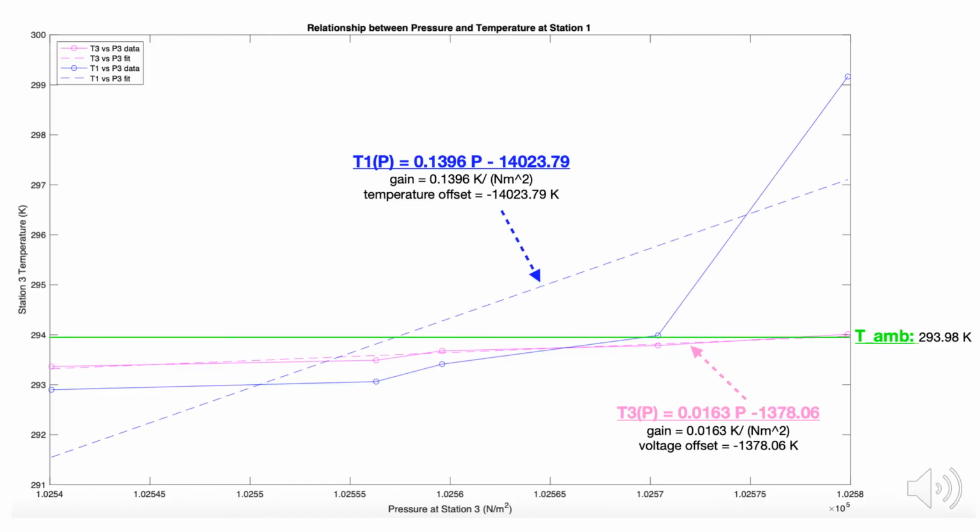To better visualize this, we can compare T1 and T3 side by side. Here we can see that T1 increases with increasing pressure, as represented in the blue dashed York fit line, while T3, which is represented as the pink dashed York fit line, remains almost flat and is close to the value of the ambient temperature in green.